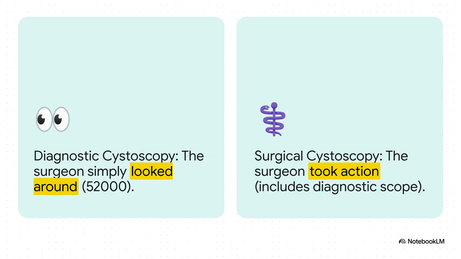A diagnostic cystoscopy, code 52000, basically means the surgeon just looked around. A surgical cystoscopy means they actually took action. And a surgical cystoscopy always includes the diagnostic one. You literally never code the diagnostic scope separately if a surgical intervention happens in that exact same session.